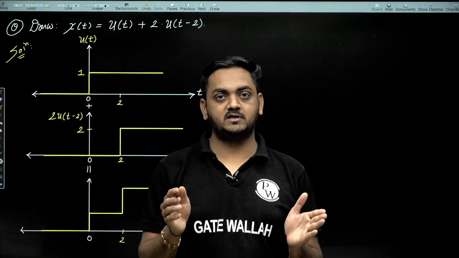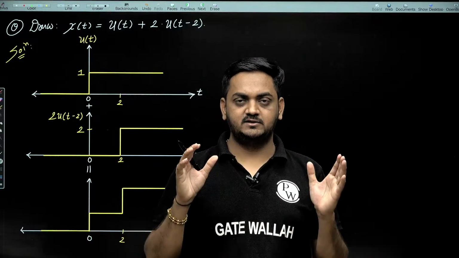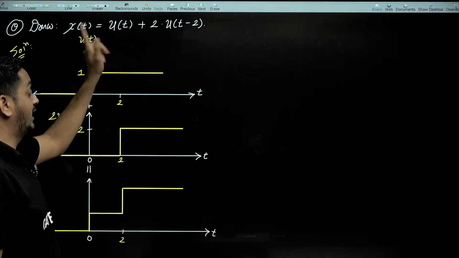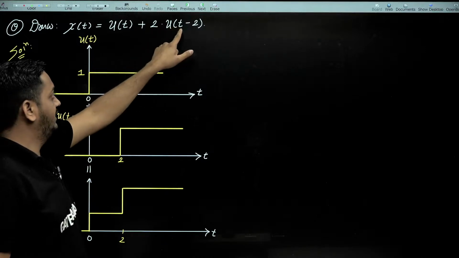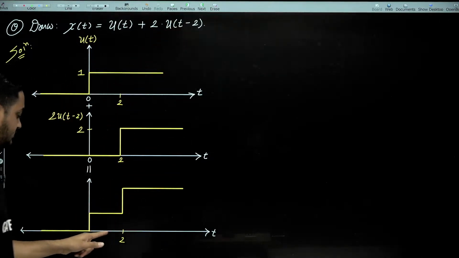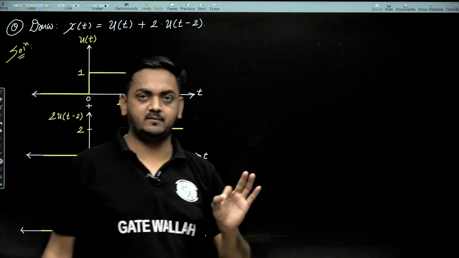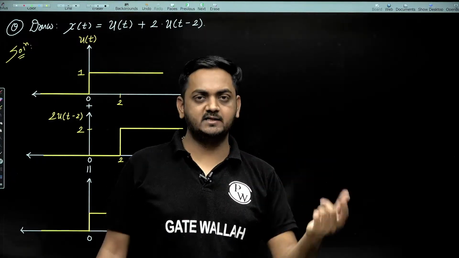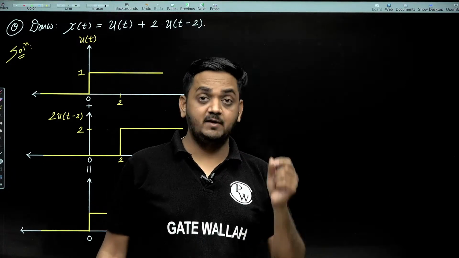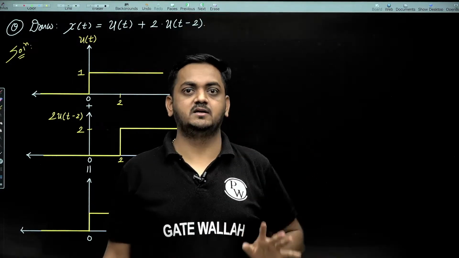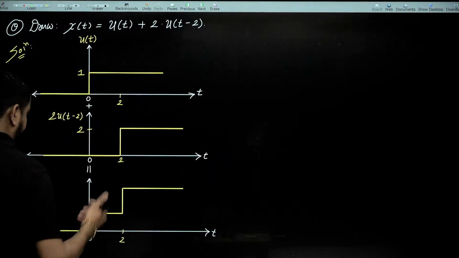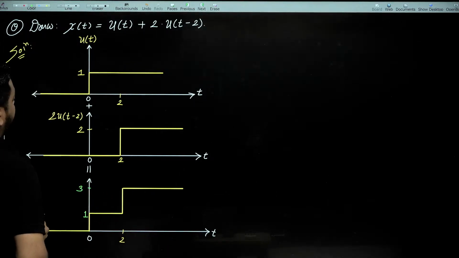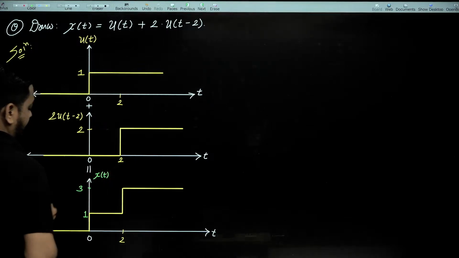So wherever a step function is present, of course there is a sudden change in amplitude. See, this step is present at t equal to 0, so there will be a sudden change in amplitude at t equal to 0. This step is present at t equal to 2, that's why there is a sudden change in amplitude at t equal to 2. Or we can say, if at any particular instant there is a sudden change, then at that instant a step function will be present. So here this amplitude is 1, this is 3, and the resultant signal is x of t.